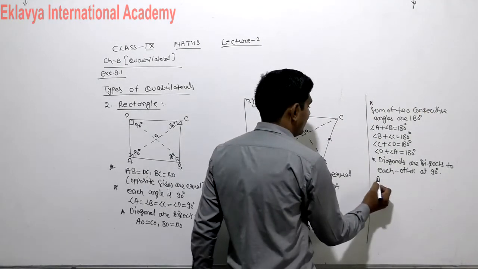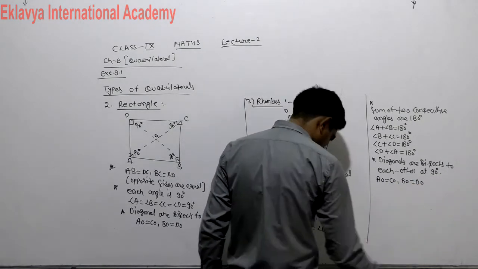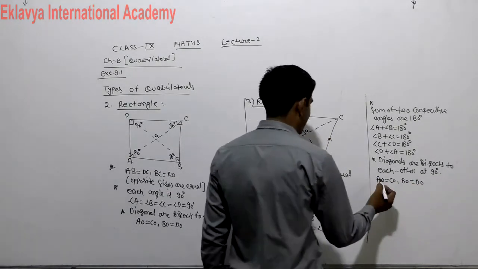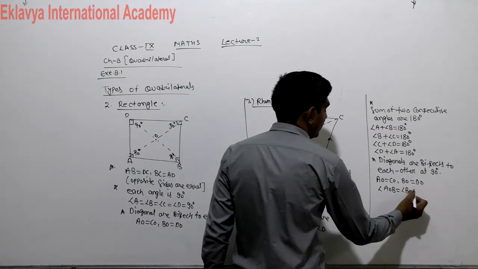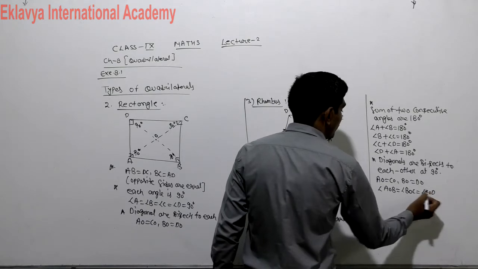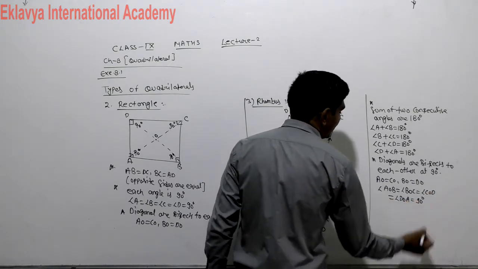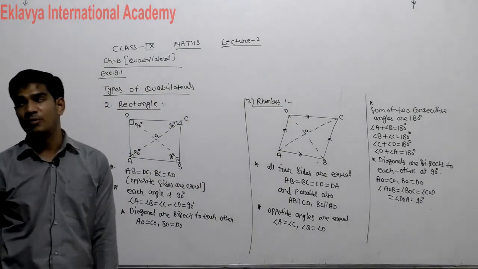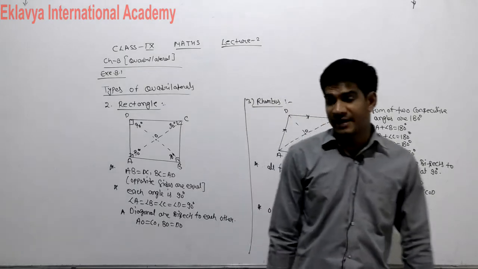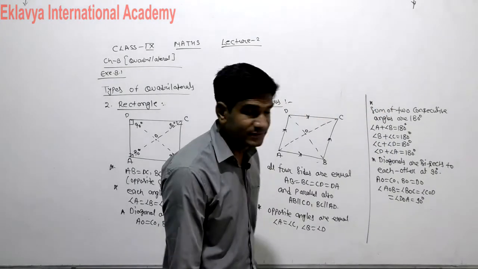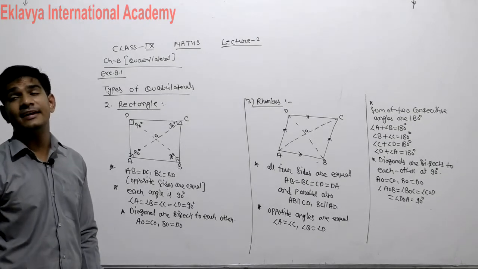So AO is equal to CO and BO is equal to DO, and angle AOB is equal to angle BOC is equal to angle COD is equal to angle DOA. What will come? 90 degrees. That is the important property in the rhombus. In a rectangle and parallelogram, diagonals bisect each other but not at 90 degrees. But in a rhombus, diagonals bisect each other at a right angle.